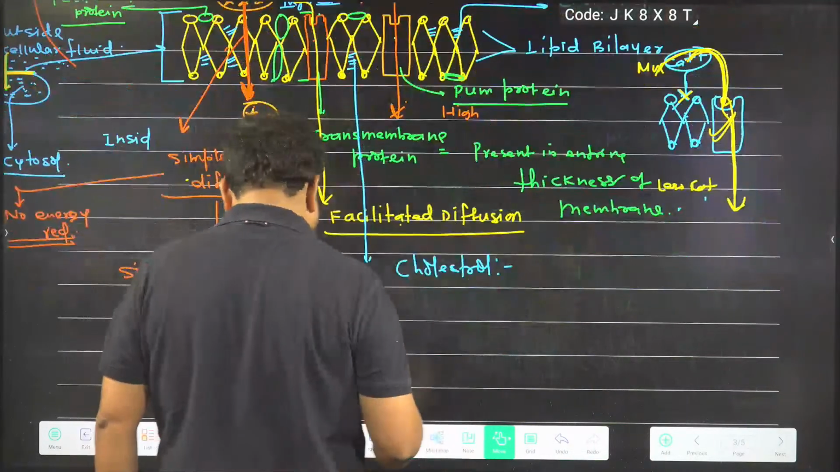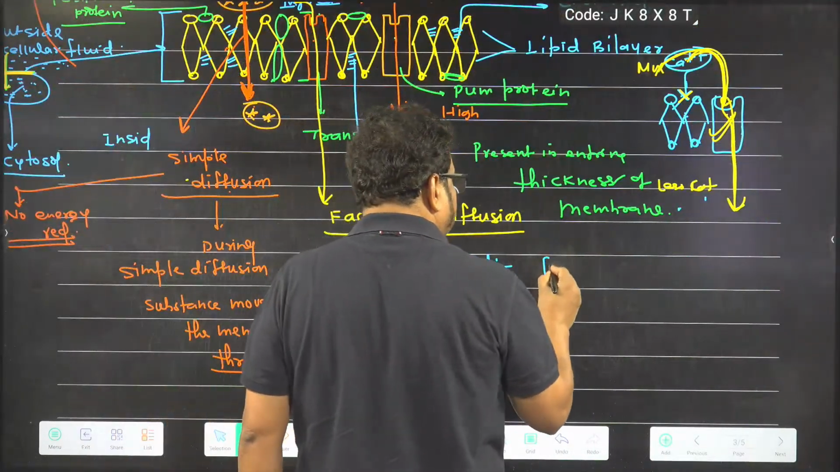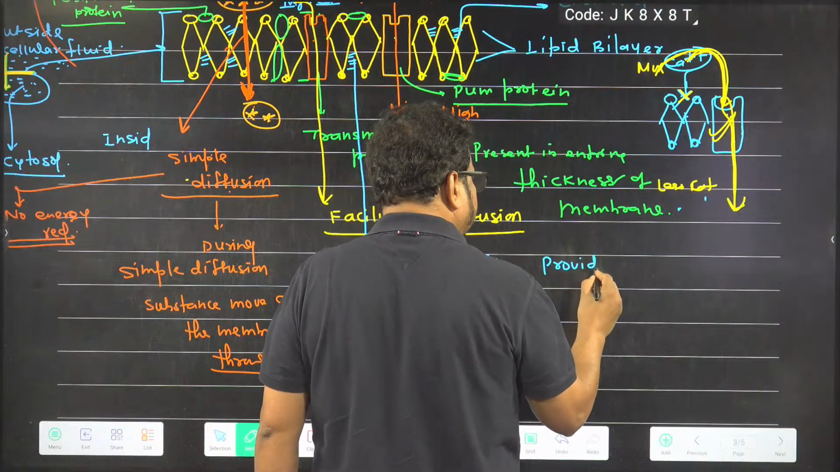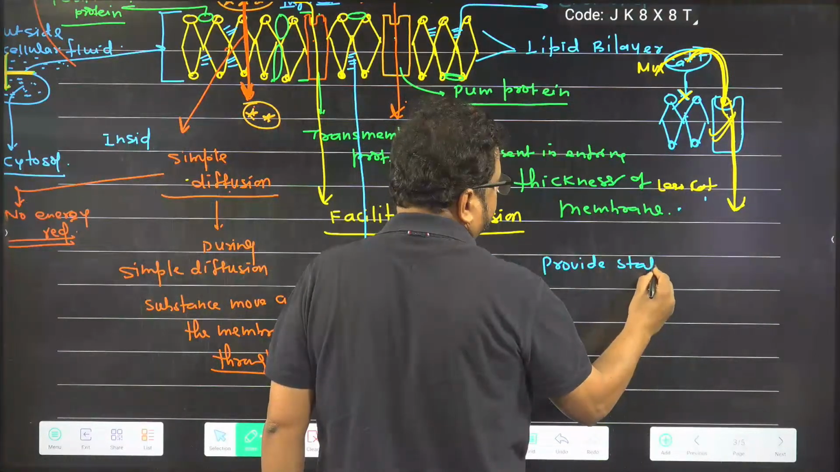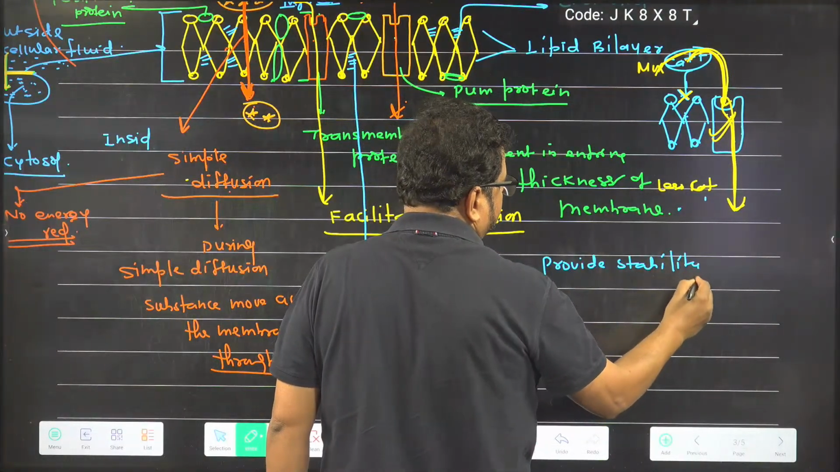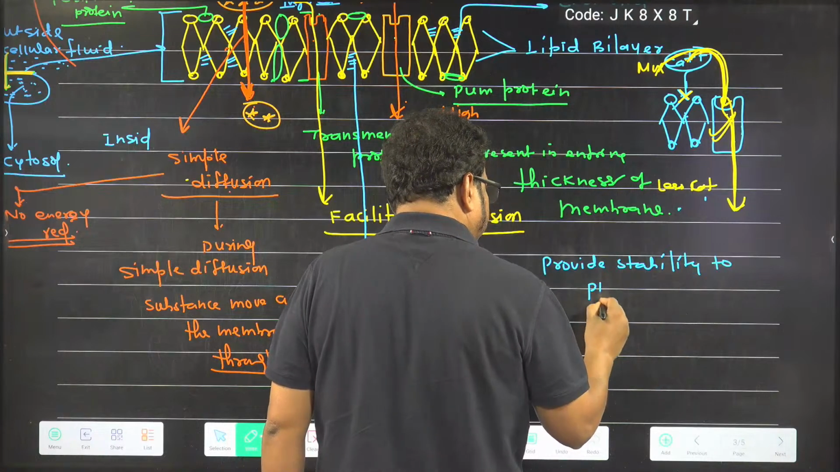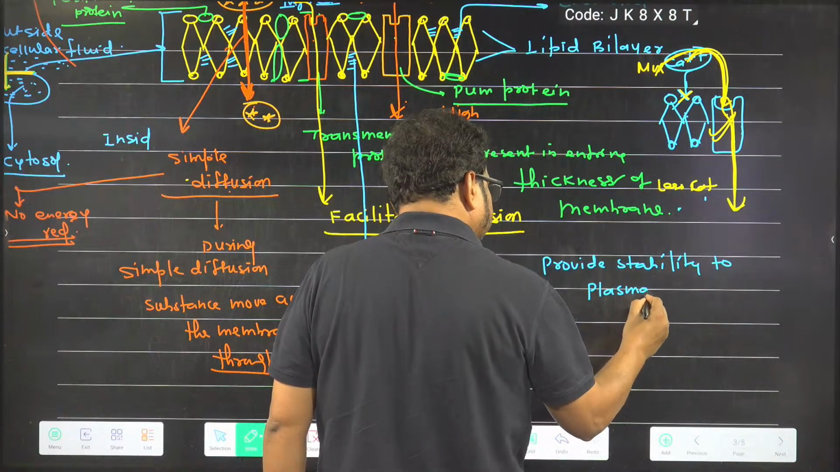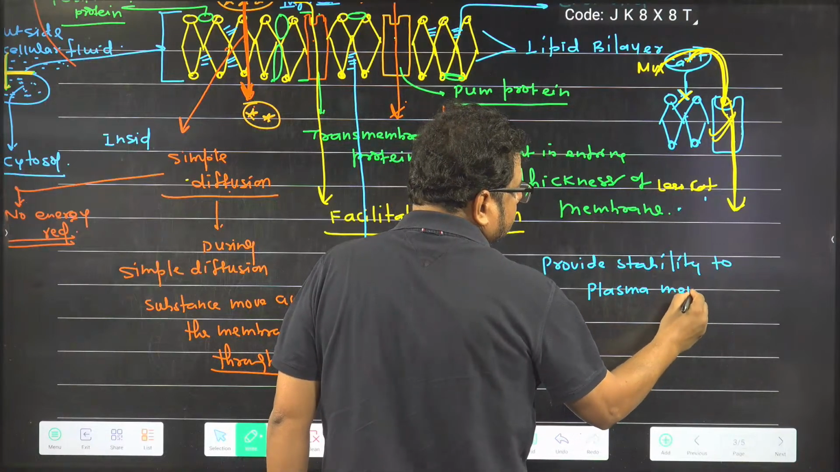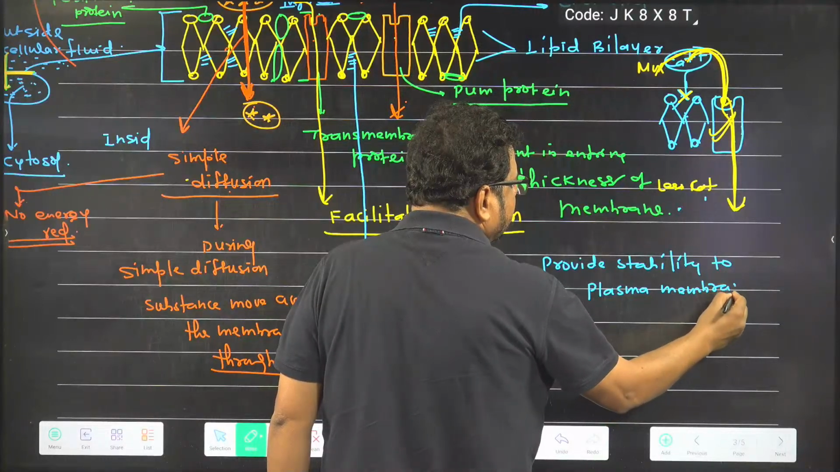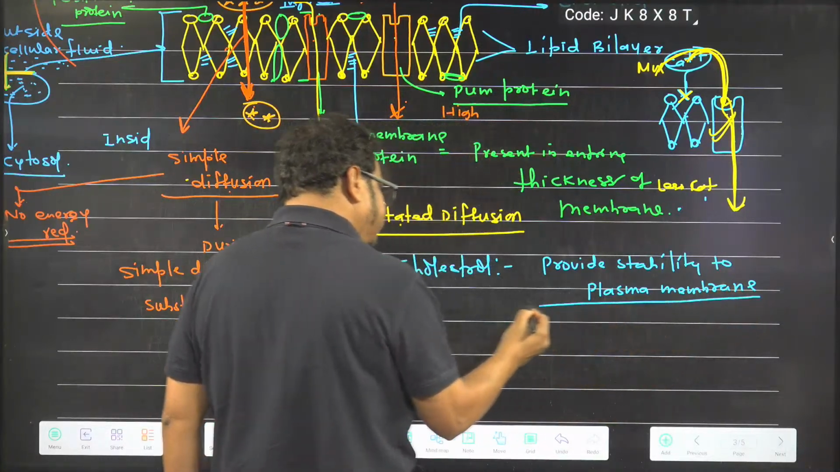Cholesterol provides stability to the plasma membrane. How does it provide stability to the plasma membrane? Let me give you an example.